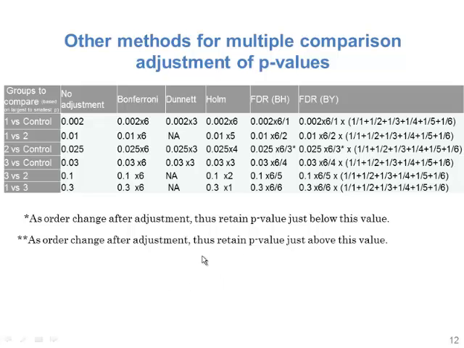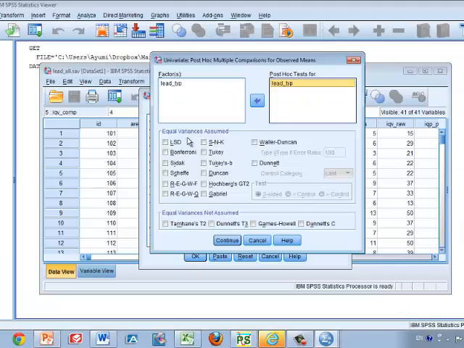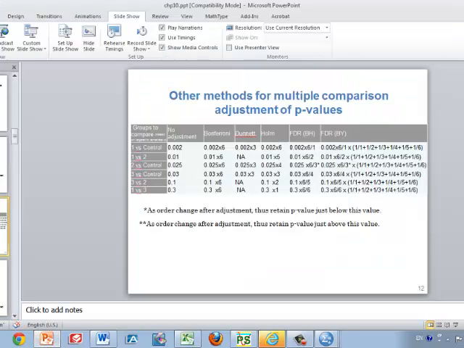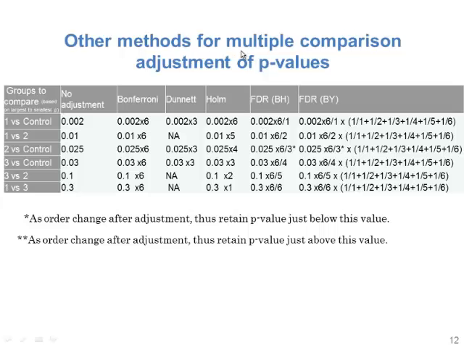If you go to SPSS, these are actually the methods you can use to adjust the p-value. Bonferroni is one, and Sidak is another one. And on the next slide, I want to introduce you to one other method in SPSS.